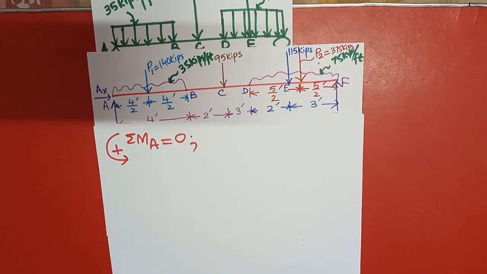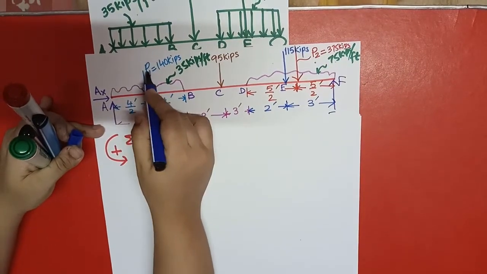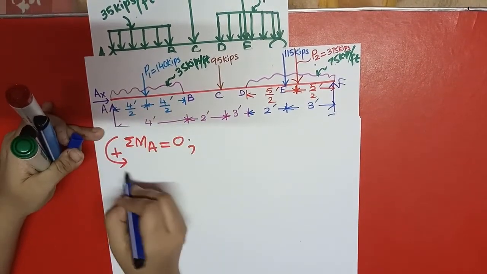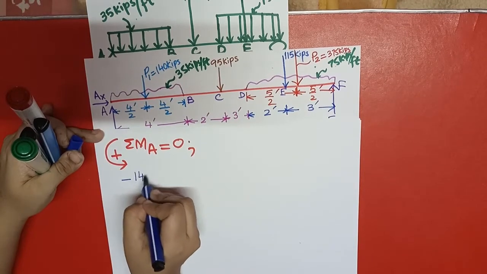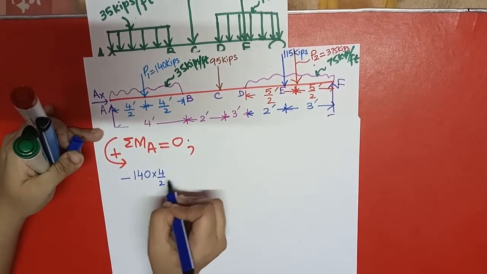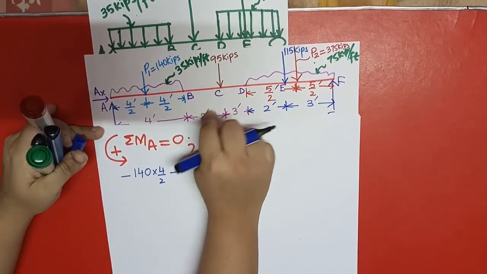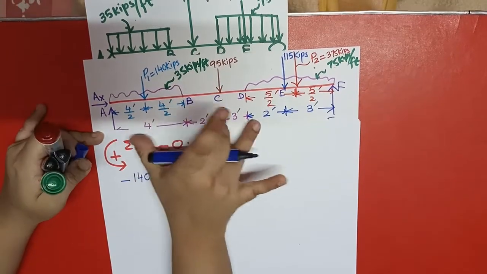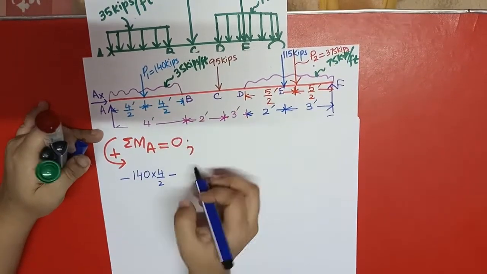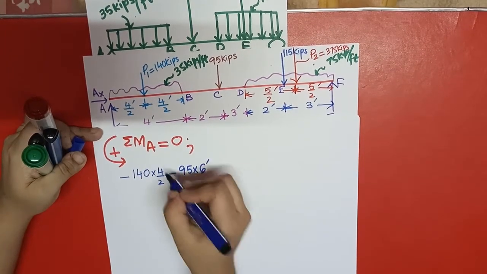So what I have to do next, for example, minus 1, it is opposite to this side, so 140 into this length, so it will be 4 upon 2 feet. Then this is 95, so it will rotate here, and its length from A to C is what? 4 plus 2, so 95 multiplied by 6 feet.